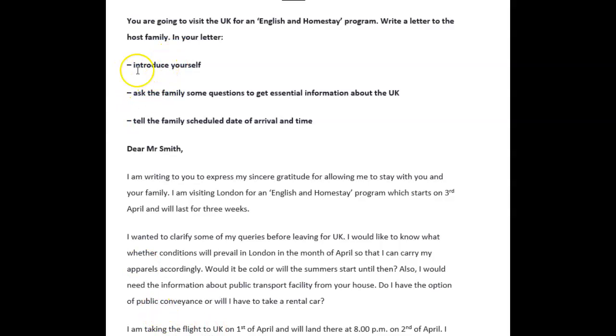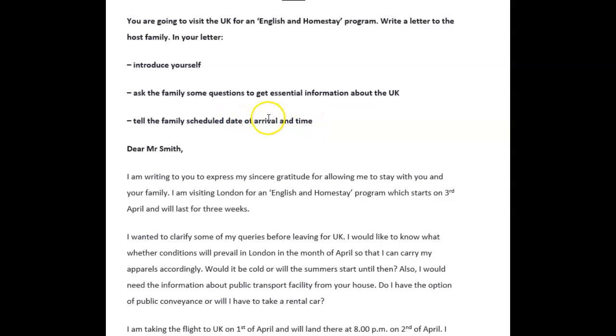As far as the bullets are concerned, honestly, you really didn't introduce yourself anywhere. You just said, "I'm visiting London," but that's not really an introduction. If I were examining this letter, I might have to drop you down in task achievement for not covering the bullets. It's really important that you cover the bullets, and cover all parts of the bullets.